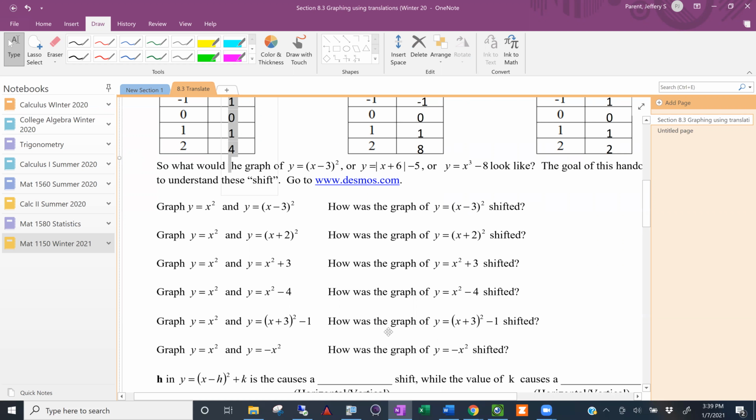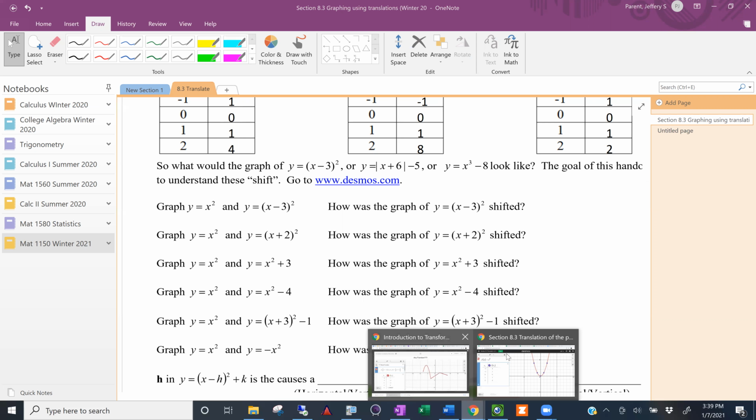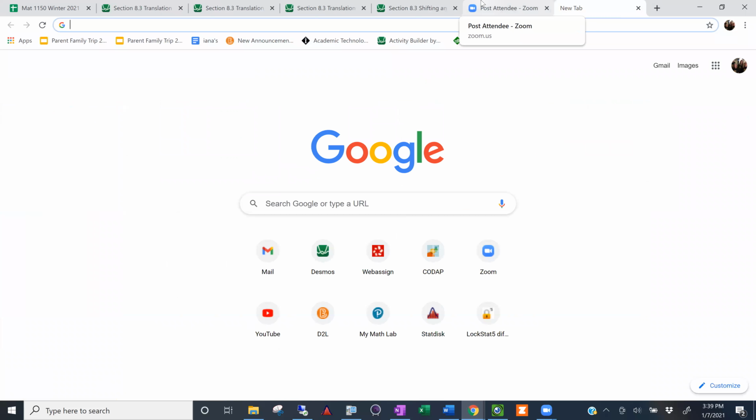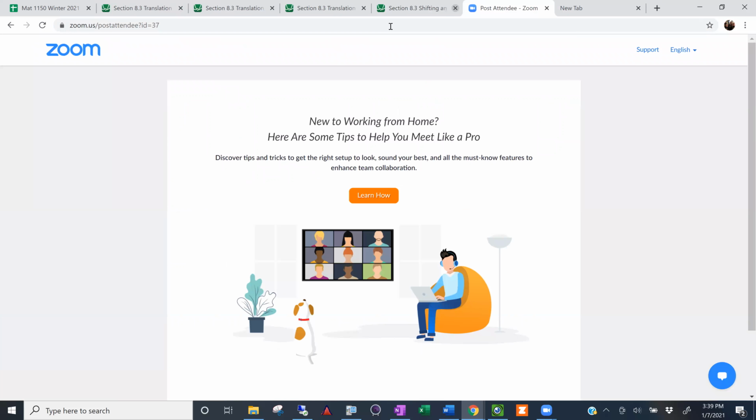So let's find out. Now, there's a couple ways you can do that. You could do it by plotting points. I really don't want you to do that. I want us to use some technology and do this a little bit smarter. So if you want to take the time, go over to a website called Desmos, and you can kind of follow along that way.